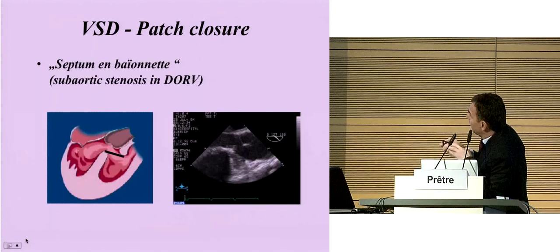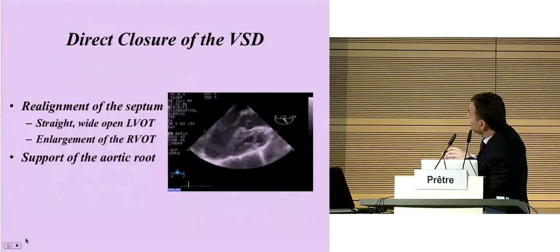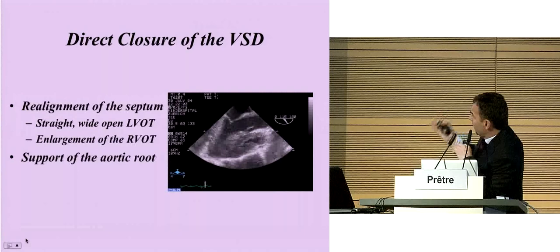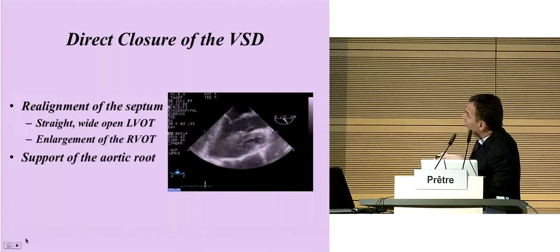This is what we call a septum en baïonnette. Now, if you realign the septum, you will have a straight way here in the left ventricle. You can see the septum has been put together with the conal septum. It does not disturb the aortic valve. It also opens up the right side here, and I do think that the aortic valve will also be better supported and probably will give less problem than in the typical Fallots.